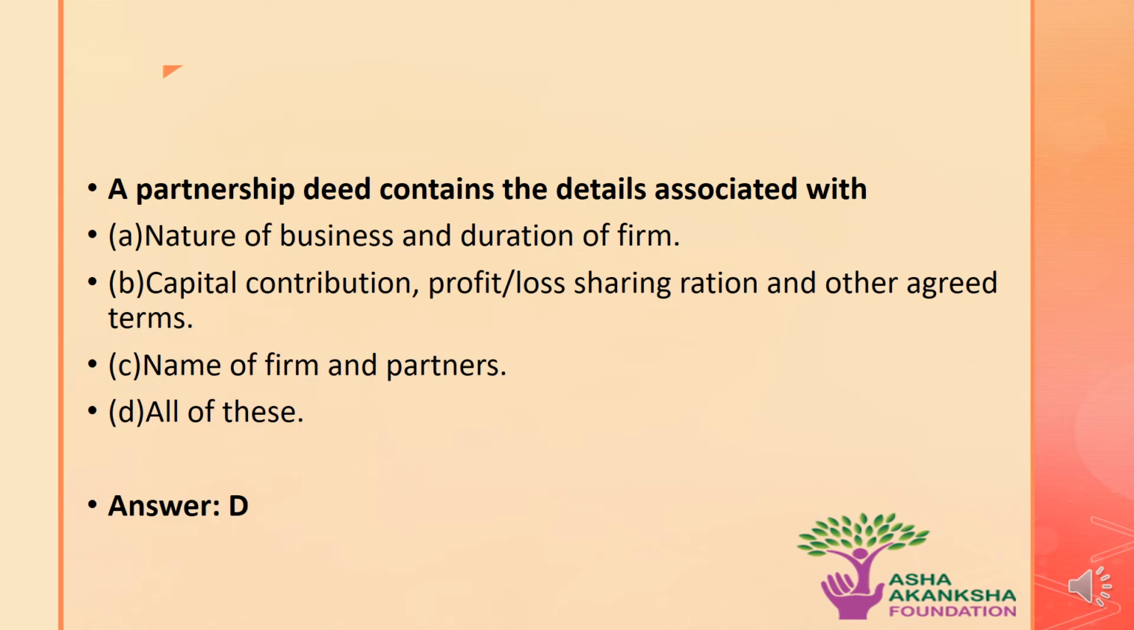The next question is: a partnership deed contains the details associated with which of the following? Options are A, the nature of business and duration of firm. B, capital contribution, profit and loss sharing ratio and other agreed terms. C, name of firm and partners. Or D, all of these. The correct answer to this question is option D. That means to say, a partnership deed contains the details of nature of business and duration of firm, capital contribution, that is profit and loss sharing ratio and other agreed terms, and the name of firm and partners.